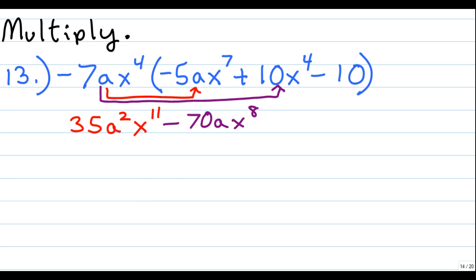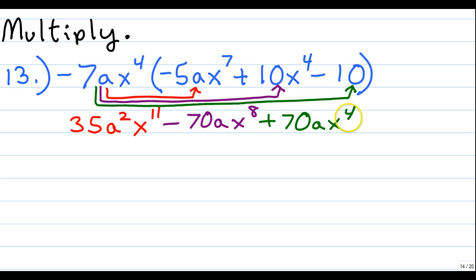Lastly, I'm going to come in and I'm going to distribute this negative 7ax to the 4th to this negative 10. So a negative 7 times a negative 10 makes a positive 70. An a, over here I don't have an a to multiply it to, so I just carry the a down unchanged. The same with the x to the 4th power. There's no x over here to add it to, so x to the 4th power. This is going to be my final answer.